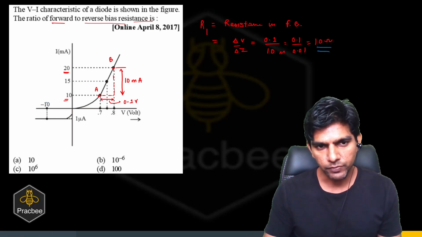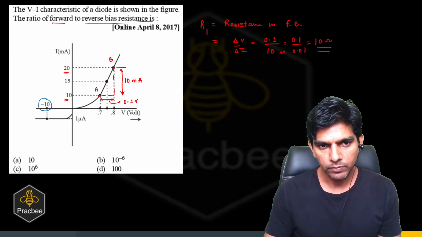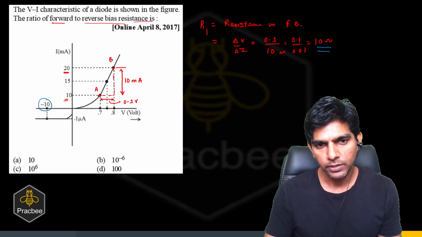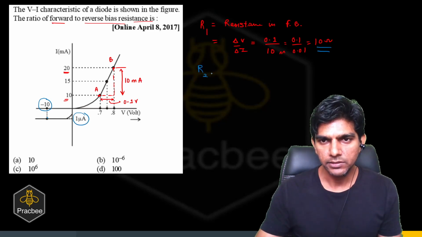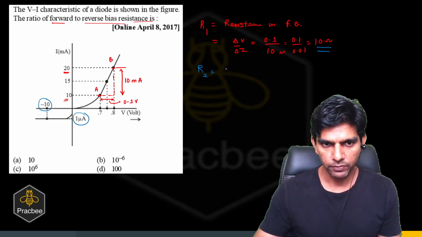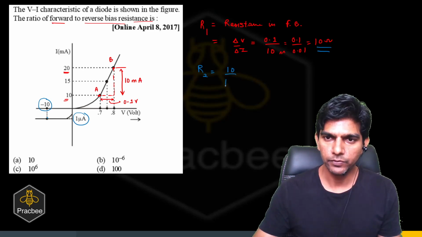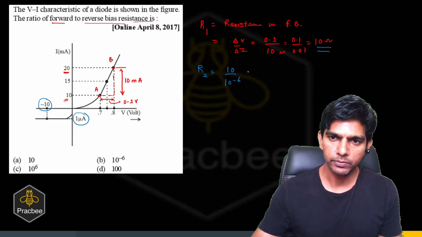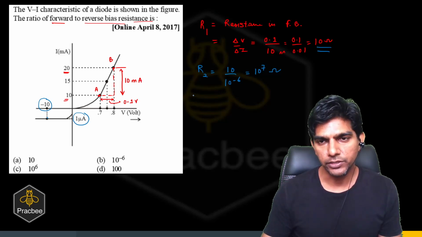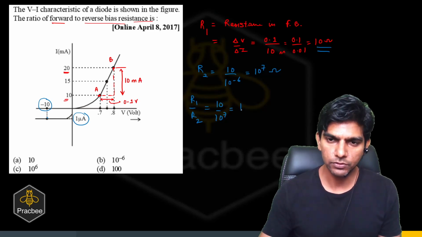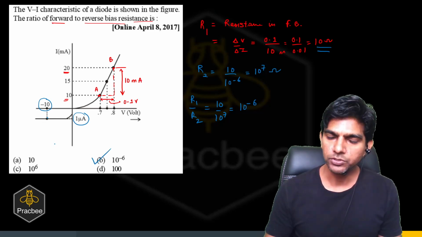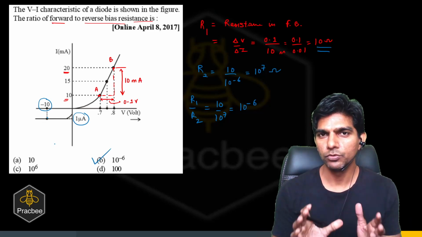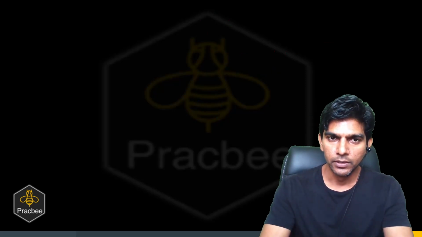In the reverse biased mode, we have given minus 10 volt for the reverse saturation current to be achieved, and the reverse saturation current is given as 1 microampere. So we can say the resistance in the reverse biased mode will be 10 divided by 1 microampere, that is 10 raised to power minus 6, so it will be 10 raised to power 7 ohms. And we have to find the ratio. So R1 by R2 will be 10 by 10 raised to power 7, which comes out to be 10 raised to power minus 6. So option B is the right answer. I hope you know how to tackle such questions in the exam.